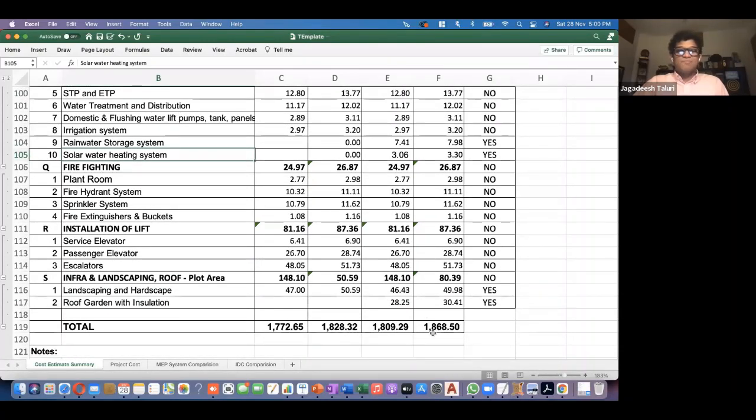Even if it costs a little more, because 1828 was the basic building, and in this, with all the bells and whistles, including the roof garden and insulation, my building cost is 1868. This higher cost I'll be able to justify very easily because I'm reducing the interest during construction. I'm also building a year faster, which also gives more leasable area. So even if you go a little higher, you will be able to justify everything.